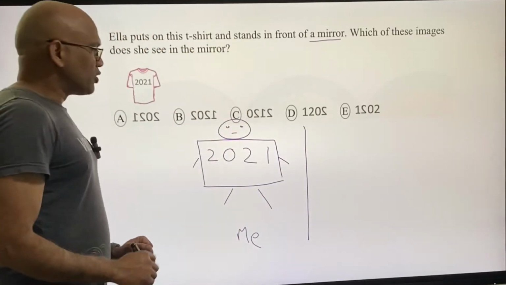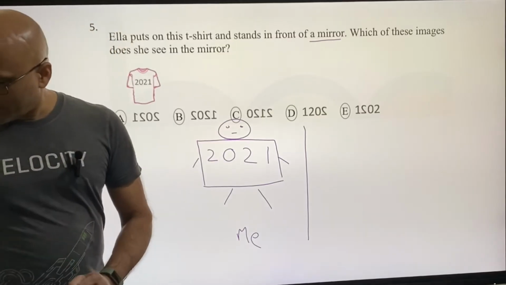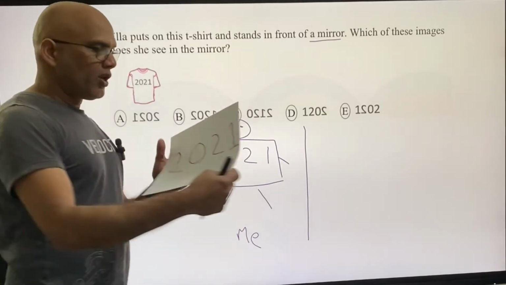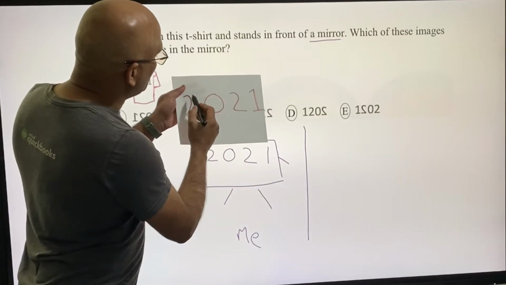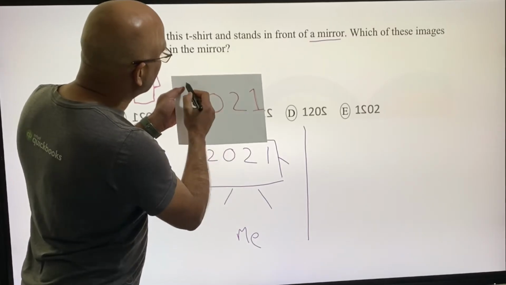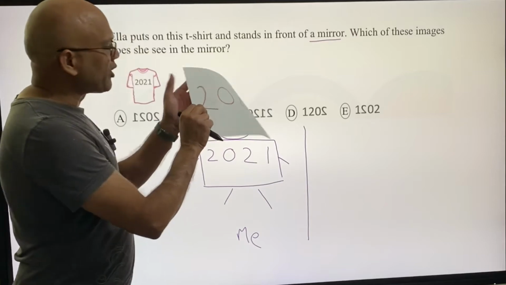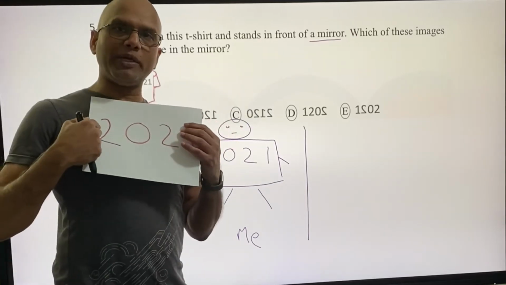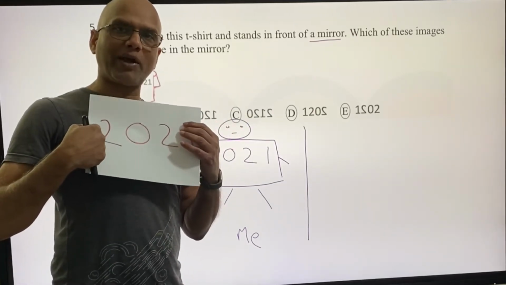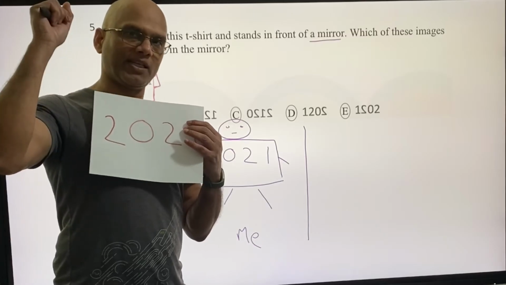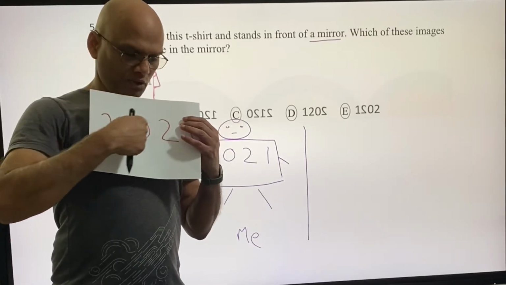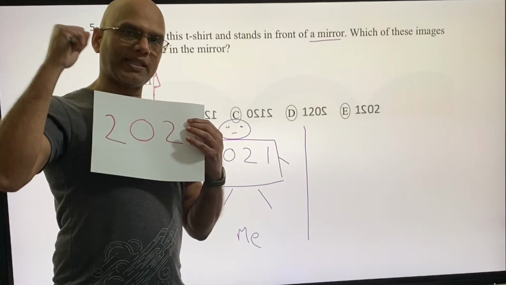This is me. So when we write, actually I have written it on a piece of paper. We write from left to right. 2021. This is left to right. Okay, but when I put it on a t-shirt, the 2 is going to be on the right hand side. So this is my right hand, right? 2021. 2 is on the right hand side.